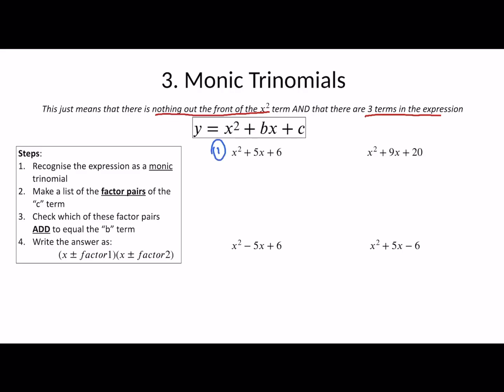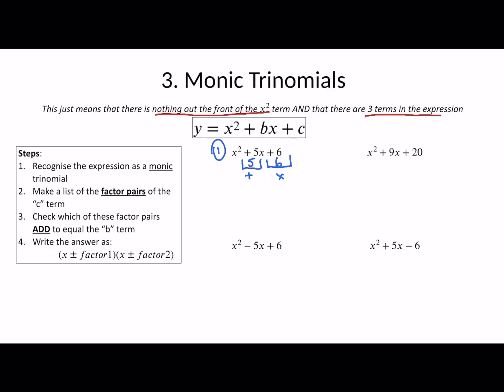Now, what we're looking for, and this really works your times tables, particularly with the bigger numbers. You are looking for 2 numbers that multiply together to equal the 6, and those same 2 factors will add together to equal the b term, which is 5. So if you do it in those little boxes like I've just done underneath, under the c term, the 6, write a times, and under the b term, the 5, write a plus.